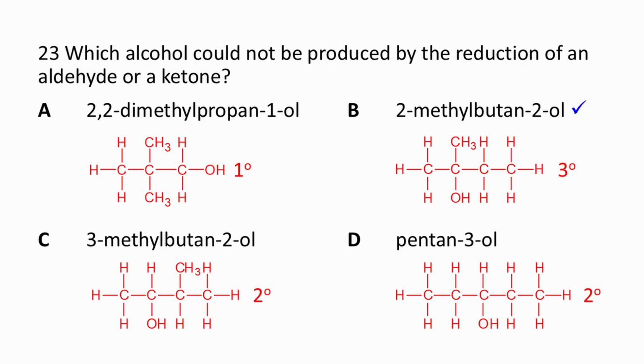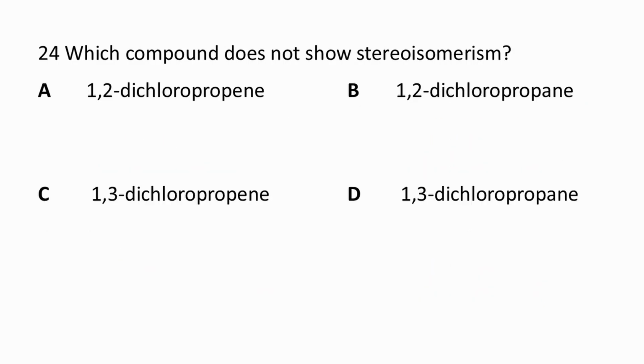In option A, the COH carbon is attached to one alkyl group. It is a primary alcohol. In option B, the COH carbon is attached to 3 alkyl groups. It is a tertiary alcohol. In option C, the COH carbon is attached to 2 alkyl groups. It is a secondary alcohol, and the same can be said for option D. So the correct answer is option B, 2-methyl-butan-2-ol. Here's the next question.